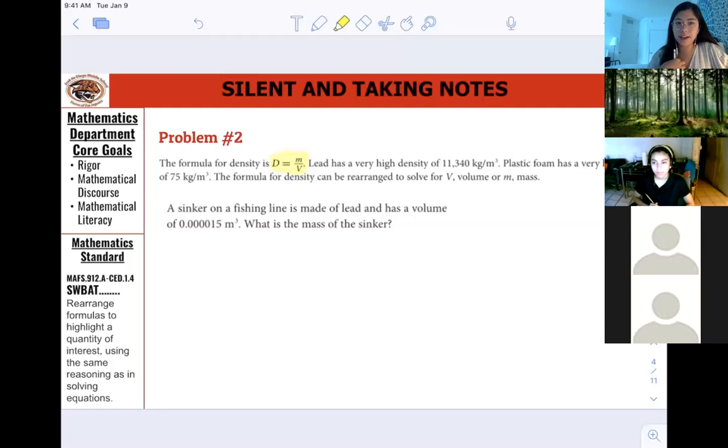So in other words, it's saying you could rearrange this formula and isolate the M, or you could rearrange the formula and isolate the V, depending on what you want to find. So now let's see what it is that we want to find. So this is saying a sinker on a fishing line is made of lead. So that's important, it's made of lead. And it has a volume of 0.0000015 meters cubed. What is the mass of the sinker?